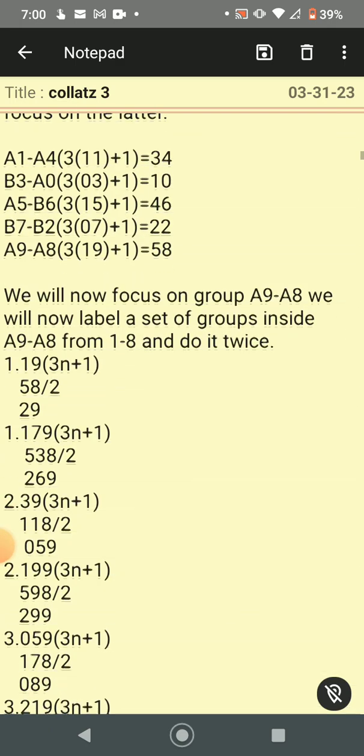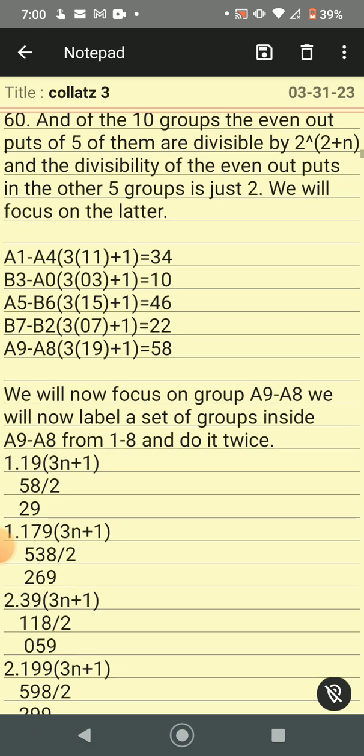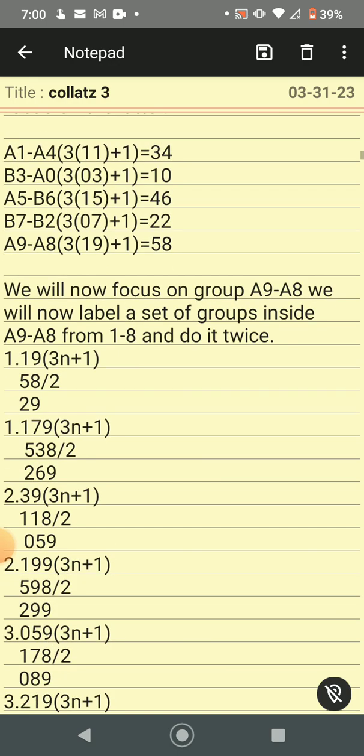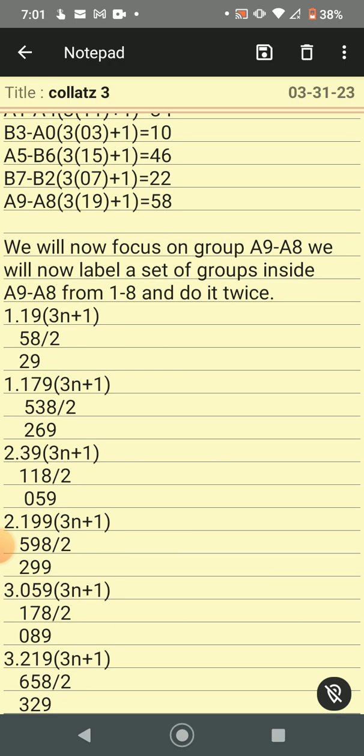These are the 5 groups that, when you take their even output and divide by 2, you automatically get an odd number. We will focus on group A9, A8. We will now label a set of groups inside of A9, A8 from 1 to 8 and do it twice, which means you run through the first 8, labeling it 1 through 8, and then when you go through a second time, you label it 1 through 8 again.